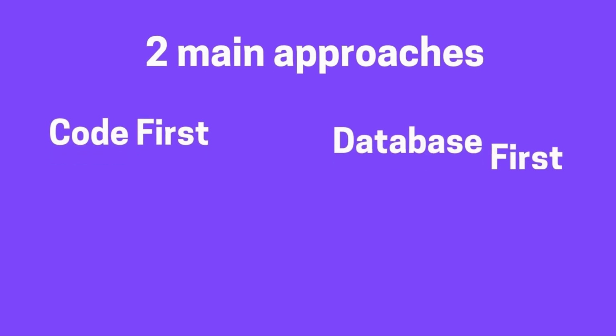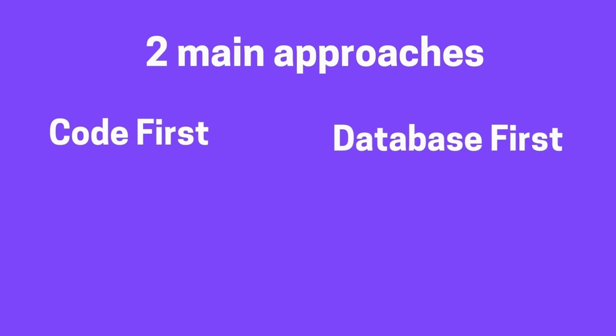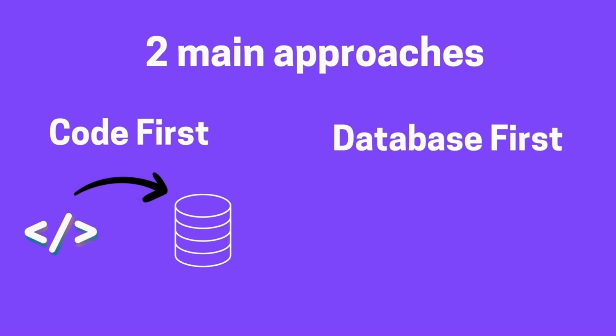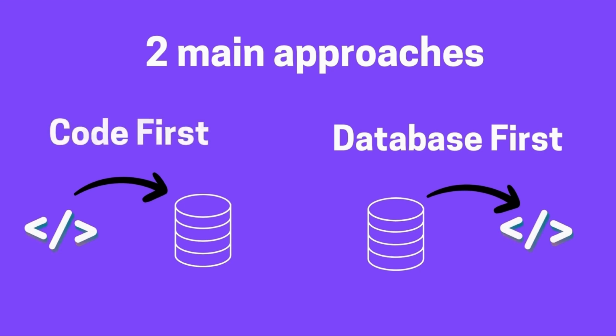There are two main approaches to using Entity Framework Core: the code-first approach and the database-first approach. In this video, we will learn how the code-first approach works. The code-first approach allows us to define the database schema using C# classes and then generate the database from these classes. The database-first approach works the other way around. The code-first approach is ideal when starting a new project without an existing database, as it provides full control over the data model through code.